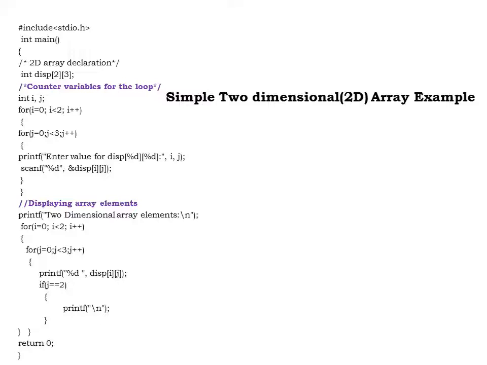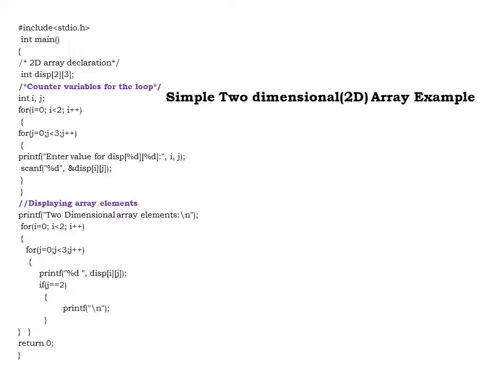At the location 0, 2, we print the third element, and then we can see that now the j value is 2, 2 equal to 2, condition is satisfied. Inside the if statement we have printf \n. This \n is used to move the cursor to the new line. So we move on to the new line as we have printed all the three elements in the first row.